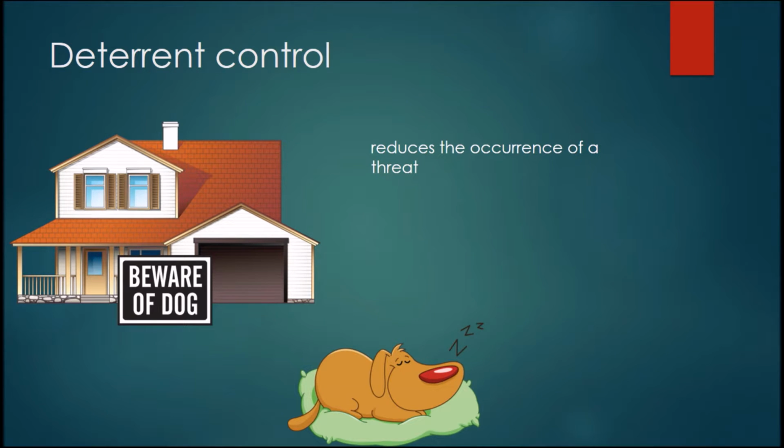Deterrent controls reduce the occurrence of a threat. A common deterrent control is the beware of dogs sign. In hospitals, it could be the sanctions policy or medical record access audits. When the workforce members know that a hospital routinely reviews their access to PHI, that could deter them from browsing through medical records where they do not have a need to know.